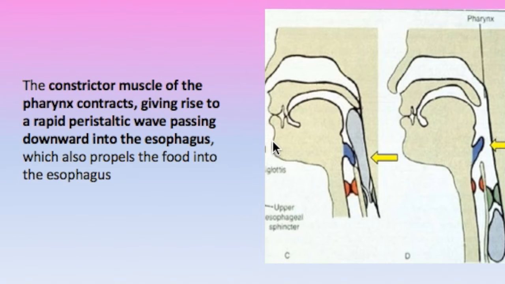At the same time as the upward movement of the larynx and the relaxation of the upper esophageal sphincter, the constrictor muscles of the pharynx contract, giving rise to a peristaltic wave which forces the bolus of food to pass into the esophagus. To summarize the mechanics of the pharyngeal stage of swallowing, the trachea is closed, the esophagus is opened, and there is a peristaltic wave which forces the bolus of food into the esophagus. All these events occur in less than 2 seconds.